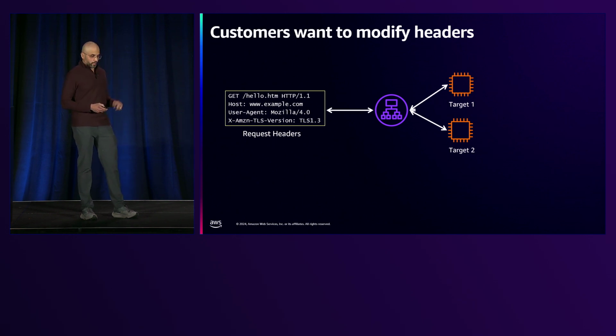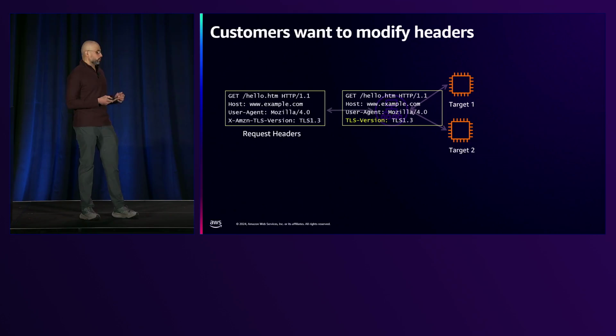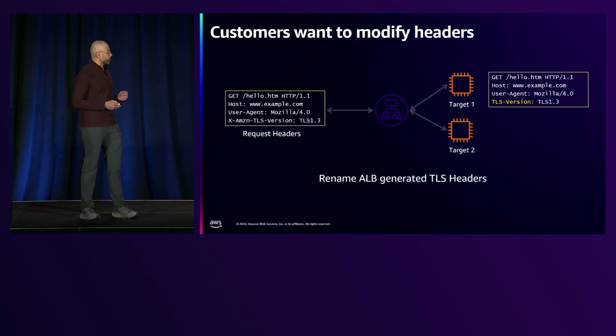So to simplify that, we have now given you the ability to rename these headers. In this example, I'm showing Amazon TLS version being renamed to just TLS version, which maybe better suits your application before it goes to the destination. I will note that with this launch, you can only rename the headers. You cannot change the value.